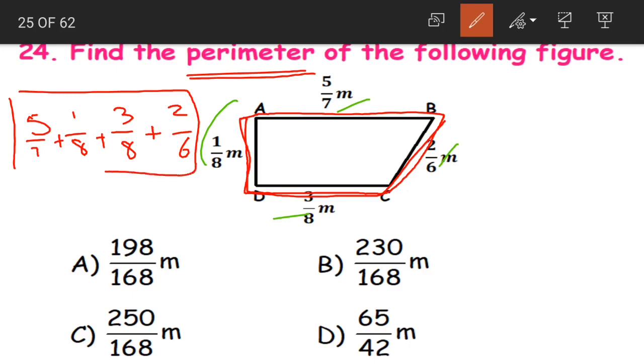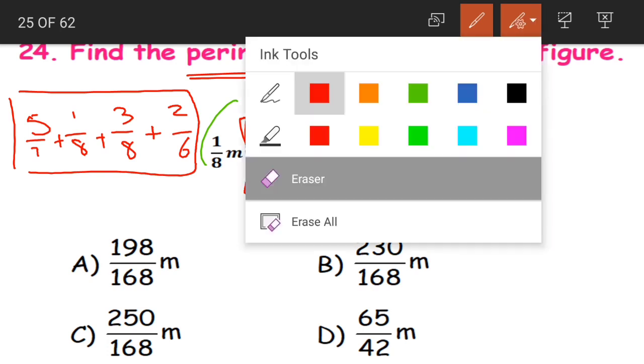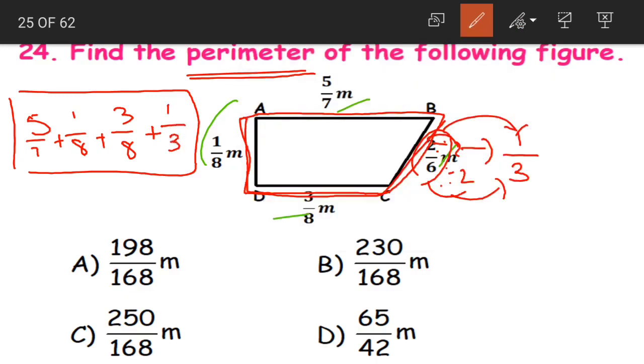Understood, children? When we add all these together, we will get the perimeter of the given figure. Now if you look at 2 by 6, it can be reduced to the simplest form as 1 by 3, when we divide both by 2: 2 divided by 2 is 1, 6 divided by 2 is 3. So instead of 2 by 6, I will take 1 by 3 here.